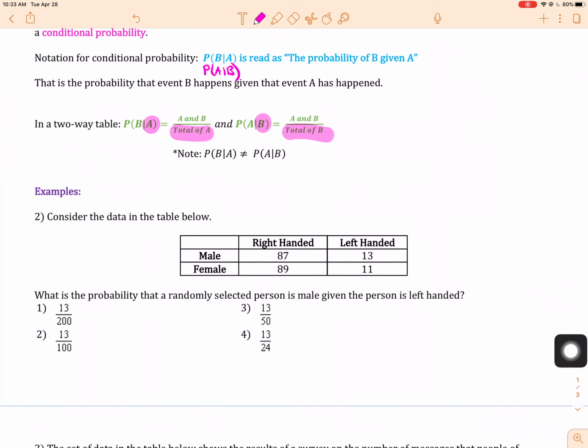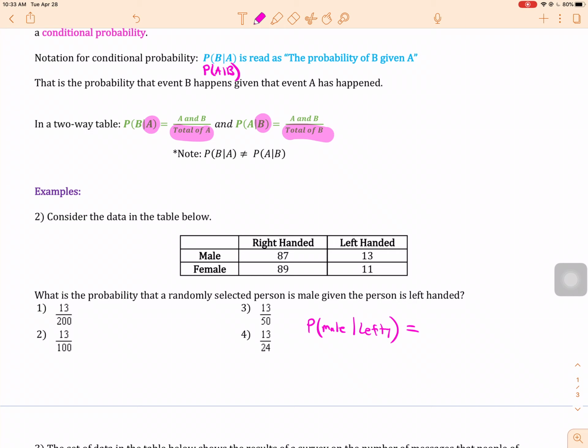So let's look at this table here. Consider the data in the table below. You have males and females, and then they have a two-way table saying whether or not they're right-handed or left-handed. There are 87 males who are right-handed, 13 who are left-handed, 89 females right-handed, 11 left-handed. It says, what is the probability that a randomly selected person is male given that the person is left-handed? So we write this, the probability that they're male given they are lefty.